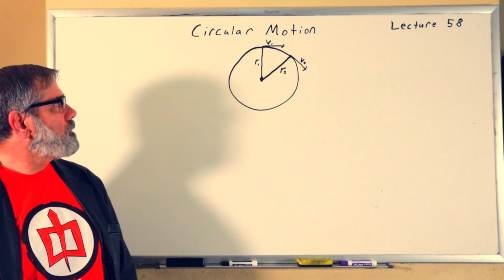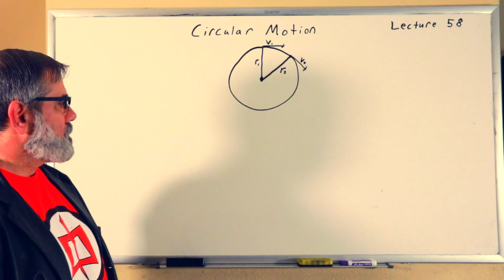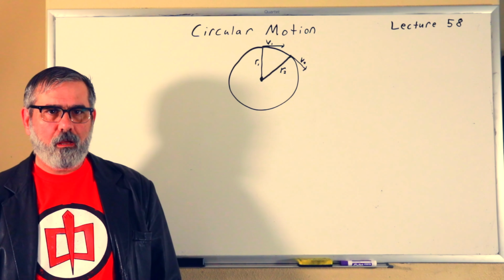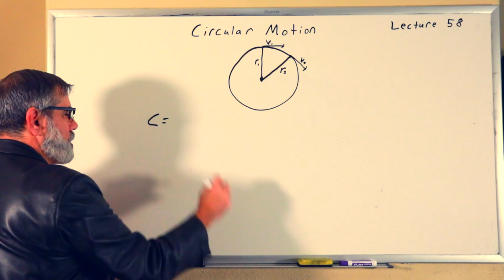Okay, lecture 58, circular motion. So a couple of things just to start. Who can remember what the formula for the circumference of a circle is? Let's call it C equals?